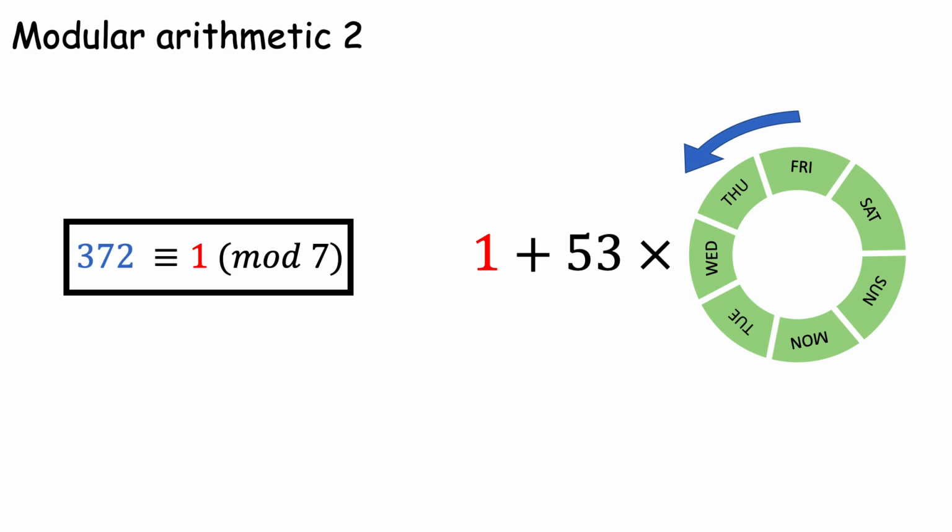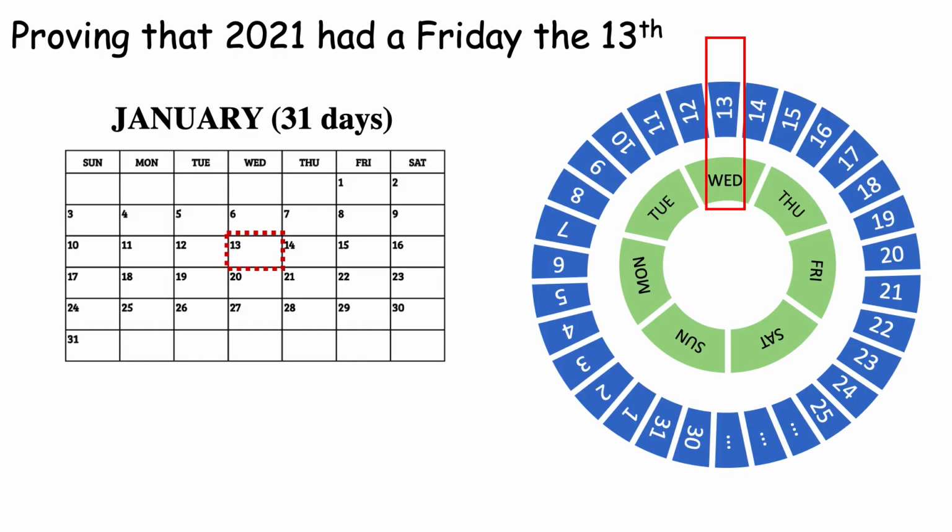So with this in mind, we go on to show that this current year, 2021, had a Friday that was the 13th. So if we look at the calendar for the month of January and we look at the 13th day, it was a Wednesday, and that is shown here in this month and week wheel, that this 13th was a Wednesday. And now we will look at the 13th of each consecutive month to see what day of the week it was, and we will use our tool of modular arithmetic to actually find that out.